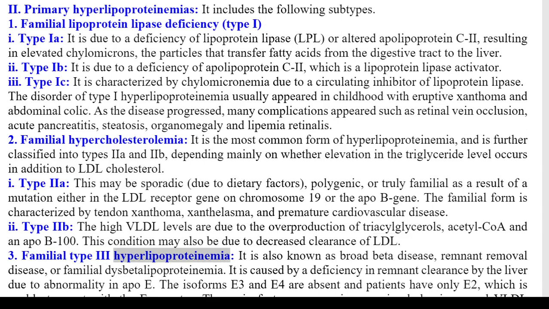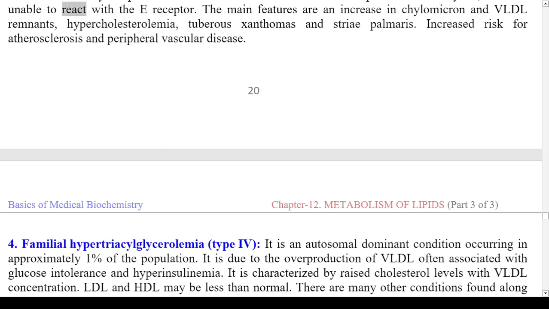3. Familial type 3 hyperlipoproteinemia. It is also known as broad beta disease, remnant removal disease, or familial dysbetalipoproteinemia. It is caused by a deficiency in remnant clearance by the liver due to abnormality in ApoE. The isoforms E3 and E4 are absent and patients have only E2, which is unable to react with the E receptor. The main features are an increase in chylomicron and VLDL remnants, hypercholesterolemia, tuberous xanthomas, and striae palmaris. Increased risk for atherosclerosis and peripheral vascular disease.